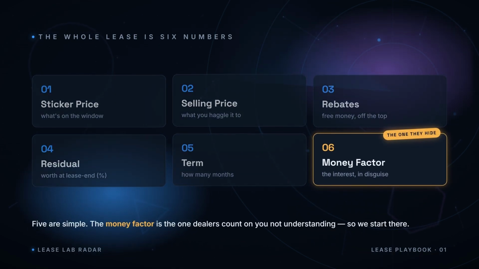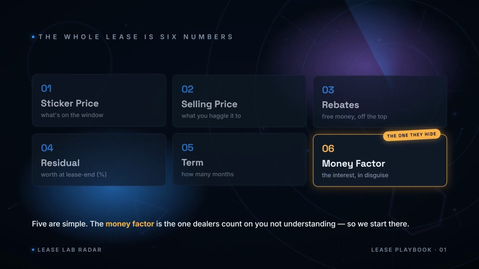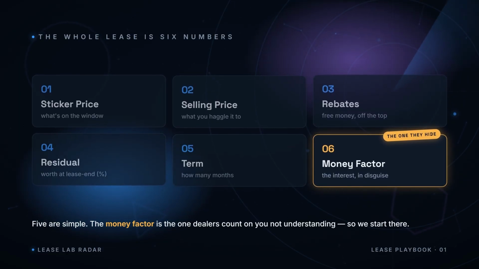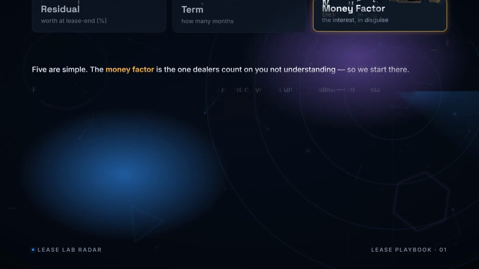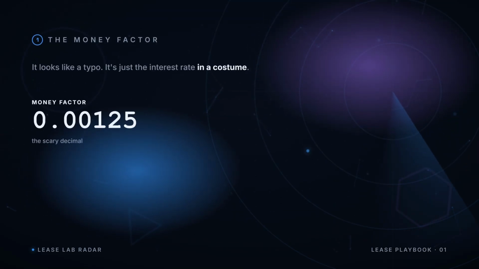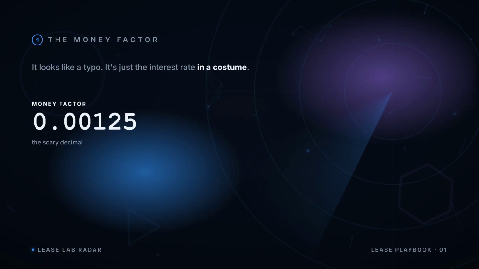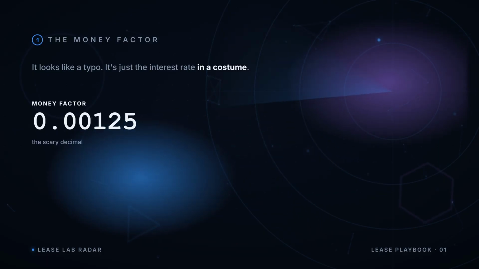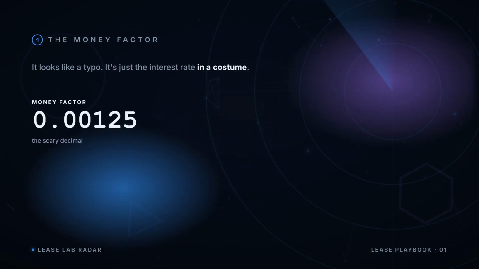5 of these are simple. That 6th one, the money factor, is the one dealers count on you not understanding. So that is where we start. The money factor looks like a typo, 0.00125. It is just the interest rate wearing a costume.